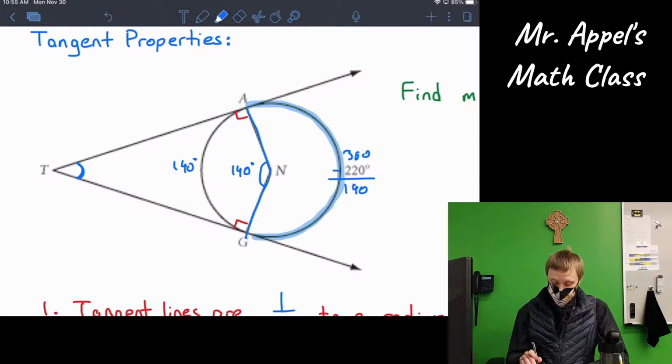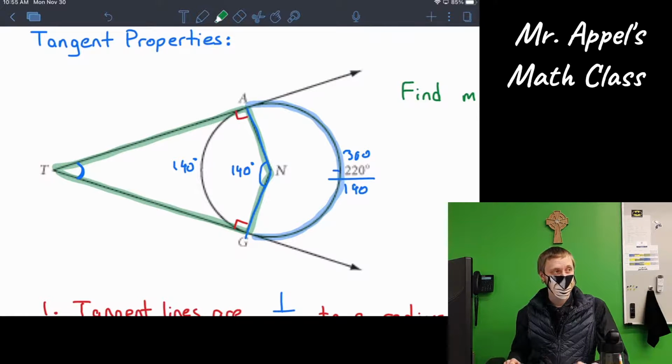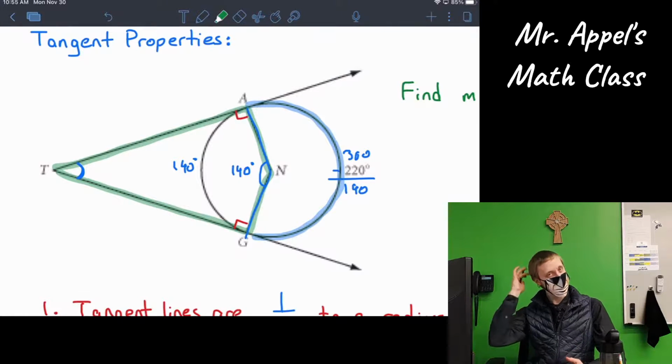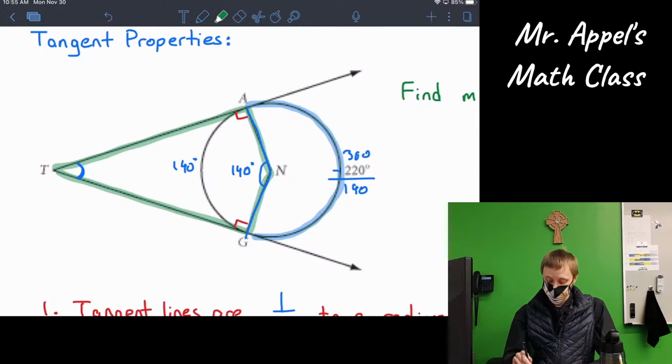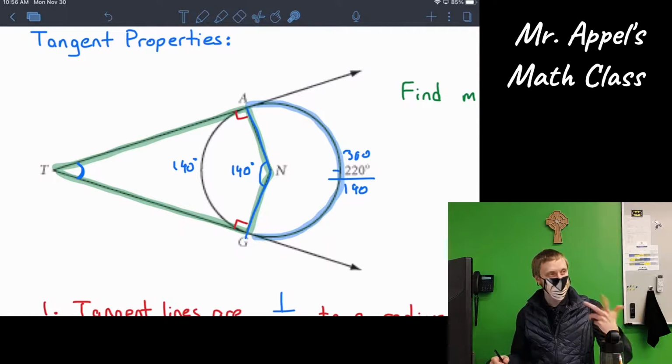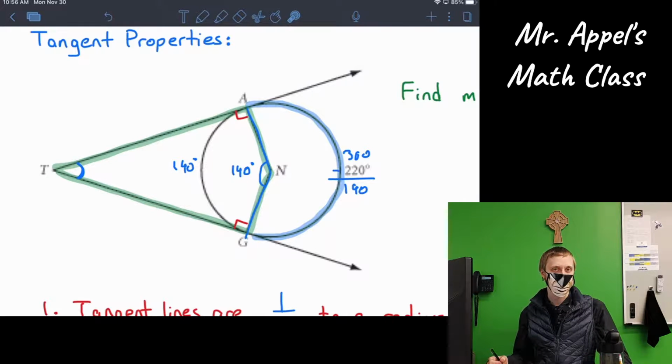And now, here's where the visualization skills come in. I need you to see this quadrilateral now. Ooh, quadrilaterals. Roll way back in your head. It's been a while. But notice, we're trying to find angle T. We're wanting angle T. We have 3 out of 4 angles in the quadrilateral. Can we solve for angle T? Yes, we totally can, right?